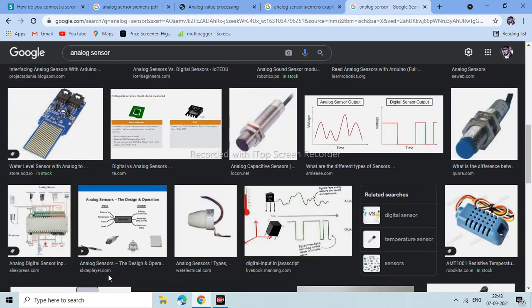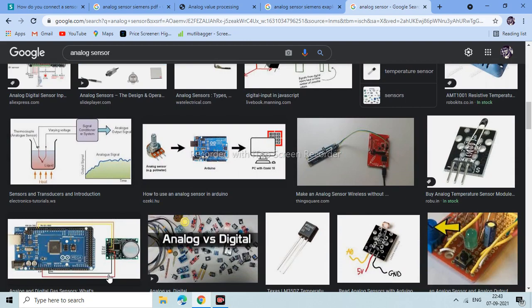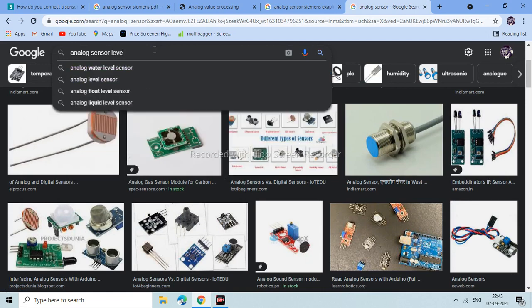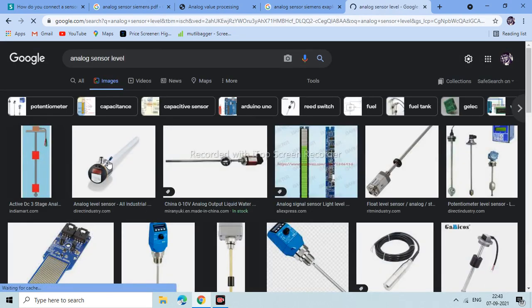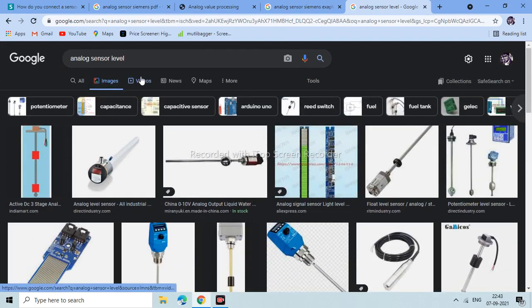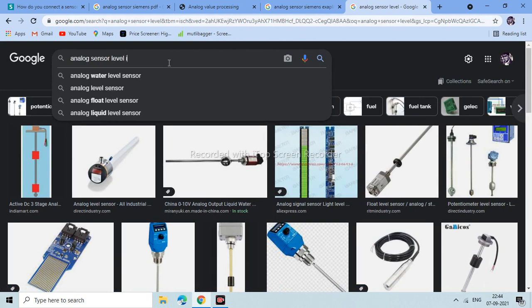If we see a level sensor, this level sensor has 4 to 20 milliamps. This one is also 0 to 10 volt. It depends on the sensor. You have to get the data sheet of that sensor, which tells what company made it. I will provide one example.